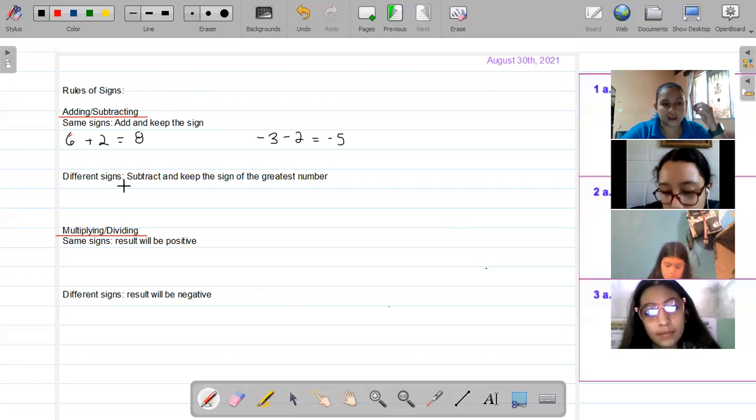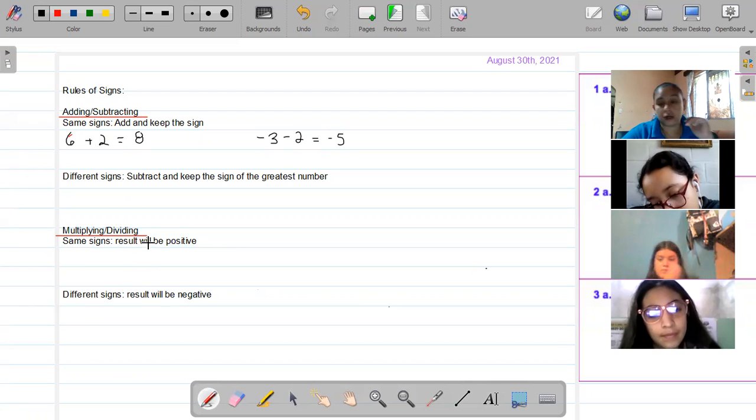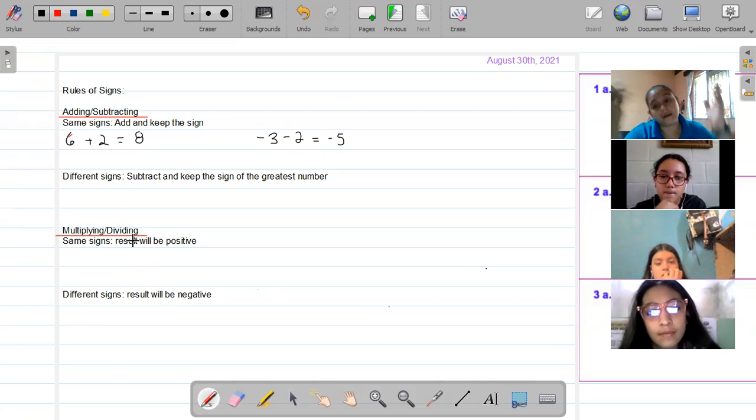You need to learn these rules, these 4 rules, let's say, like you learn your name. The same way that you learn your name, like that, you need to know it, okay? Like if I say Valerie, Valerie knows that I'm talking to her. So that same way, you need to know that, oh, they have same signs, I add and I keep the sign, okay? You need to know it.